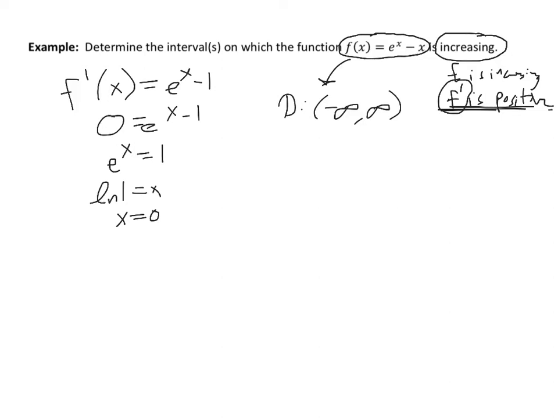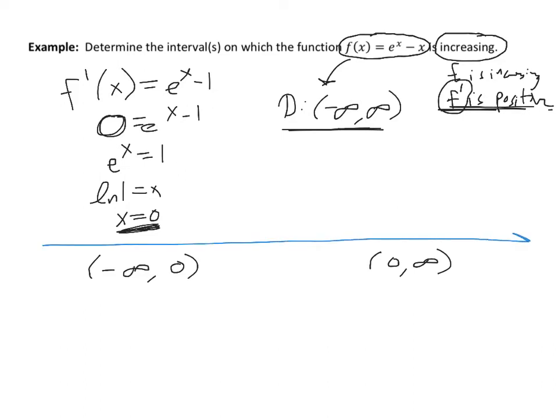But now that I know that the derivative is 0 when x equals 0, it means that I'm going to take this domain and split it up into two subdomains. One of them goes from negative infinity to 0, and another goes from 0 on toward infinity. So you can almost imagine that this is like a giant number line, going from negative infinity over to positive infinity.